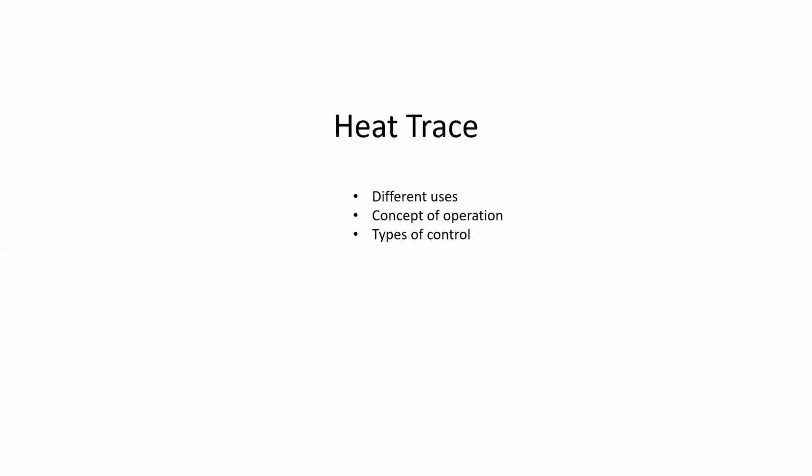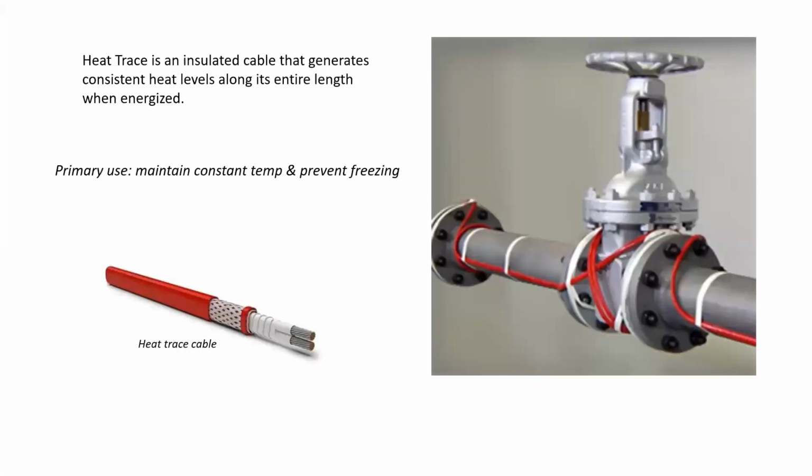Heat trace. In this presentation, we're going to be looking at different uses for heat trace, a basic concept of operation, and a few different types of control. Heat trace is an insulated cable that generates consistent heat levels along its entire length when energized. Its primary use is to maintain constant temperature of an object and prevent freezing.